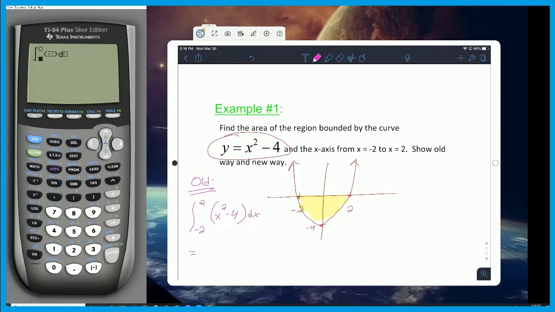So math 9, -2 to 2. And the curve is x squared minus 4, respect x, answer -10.6, which is what, -32 thirds? -32 thirds. It's not a shock that we got a negative answer because we found the region below the x-axis. And integration takes into account negatives, right? So that's okay that we got a negative answer.